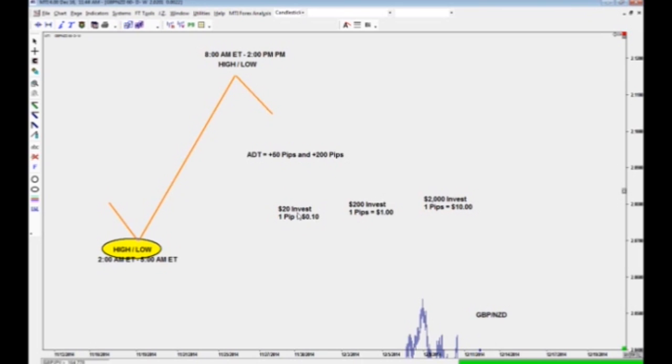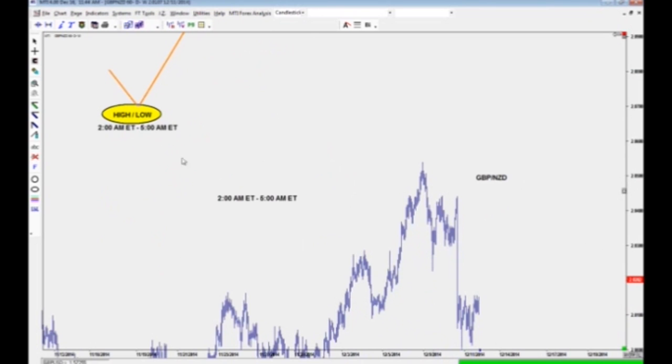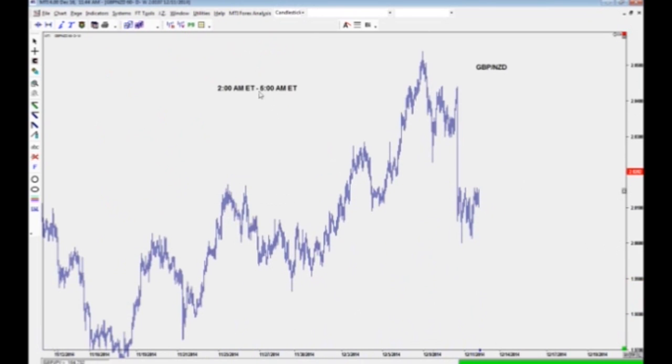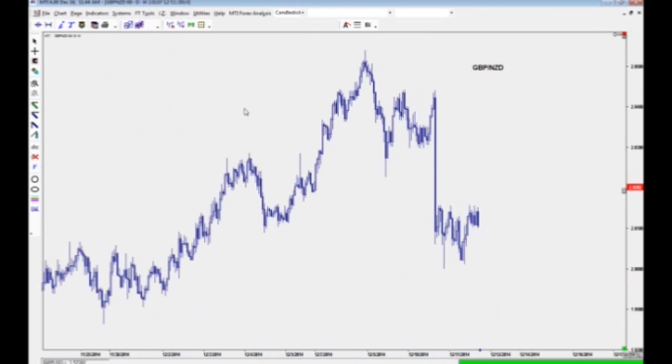So what I want to do is this. I want to build confidence in you, and I want to show you how this actually works. I'm going to make this as simple as possible, and I want you to remember that my main focus is the first high or low of the day between 2 a.m. and 5 a.m. Eastern Standard Time. So I'm going to clean the charts up, drop the charts back down, and get right into things. I want to show you something. I'm going to decompress the charts there.